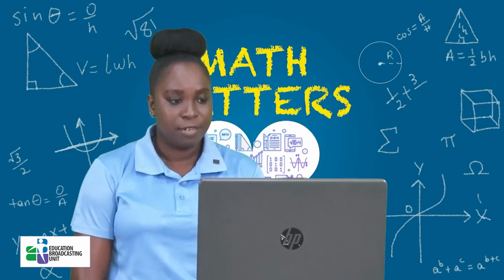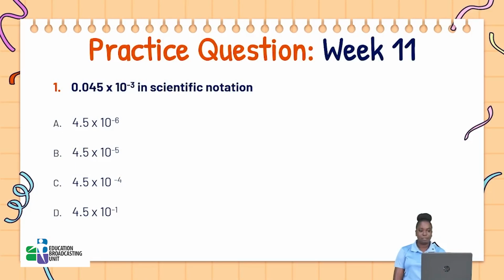Our first question reads: 0.045 times 10 to the negative 3 in scientific notation. So the options are there, A to D. Which is our answer? For scientific notation, we need a digit greater than 0 in front of the decimal point. And so we're going to have to move that point until it is between the 4 and the 5. So let's do that.